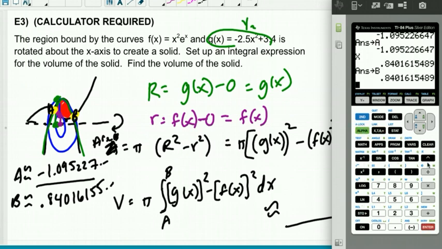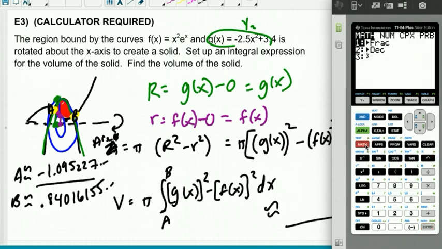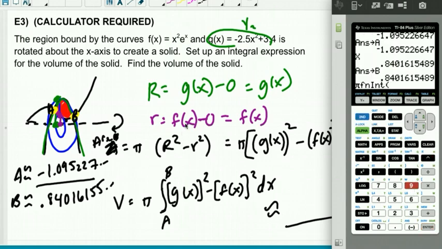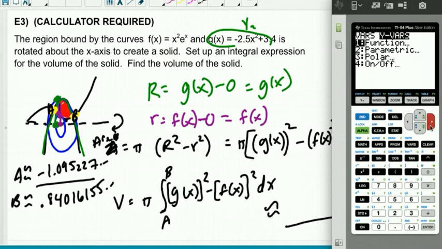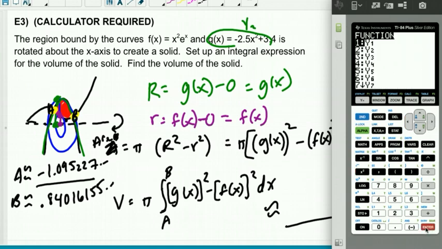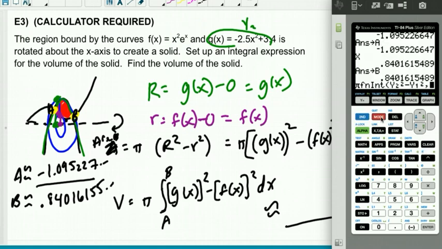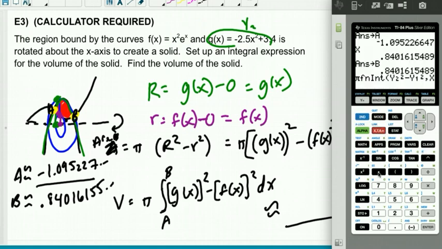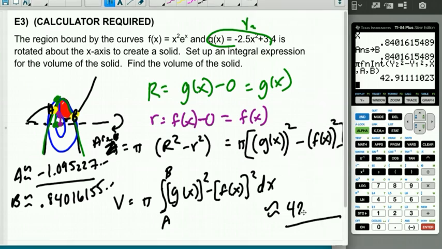And then I go ahead and do pi, math 9, of, I see that it's what I called y2, so vars over to y vars function y2 squared, minus vars over to y vars function y1 squared, comma, with respect to x from alpha A to alpha B, right? I double check that everything's where I want it, and then I hit enter, and there's my answer. So 42.911, and that's it, right?